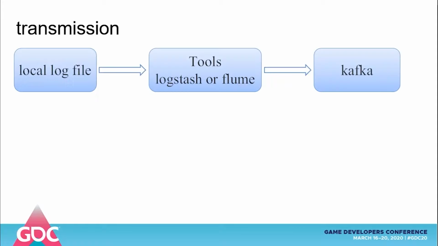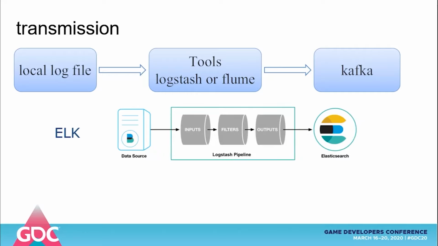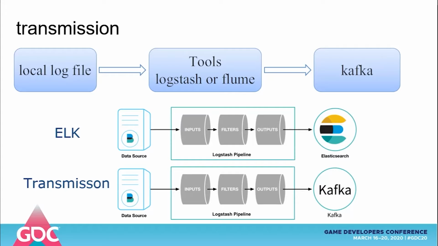We can use log collection tools such as Logstash or Flume to transfer logs from local to a stream processing platform like Kafka. Kafka is a transfer station for the entire real-time data processing system. It plays a key role in the system.